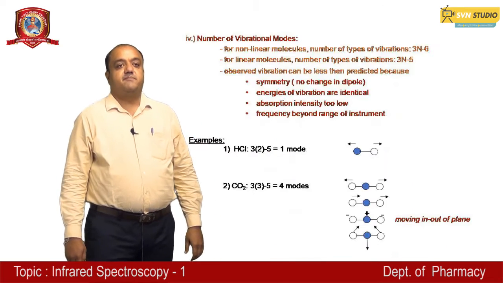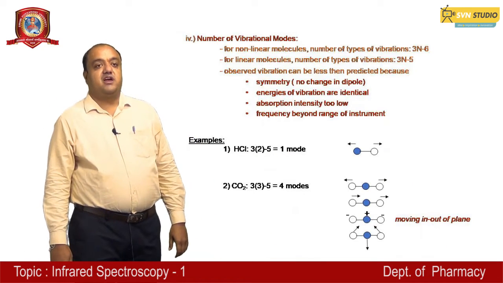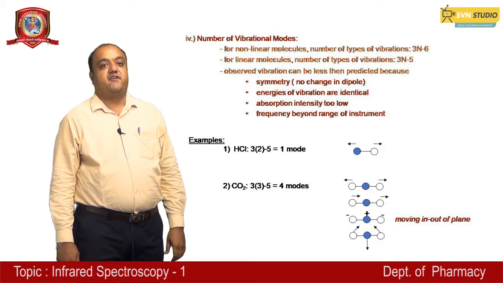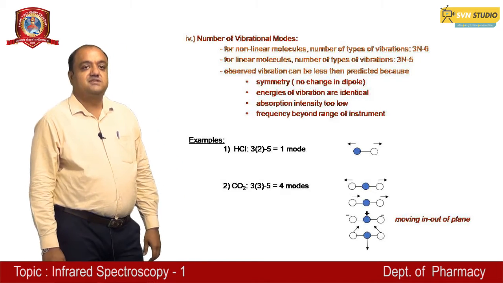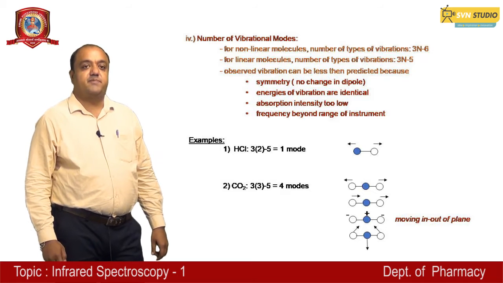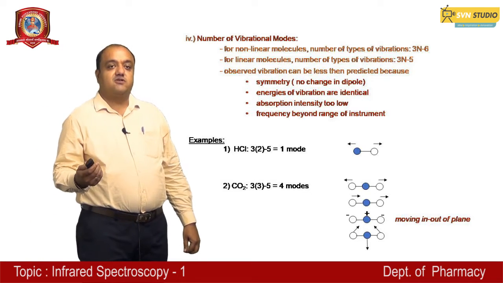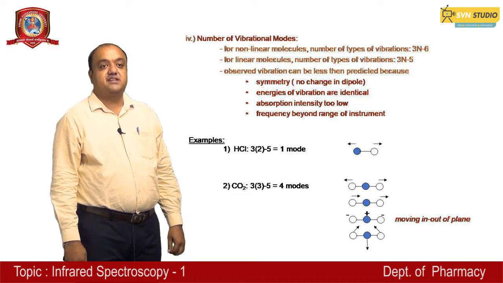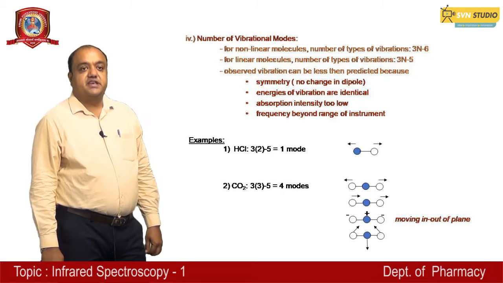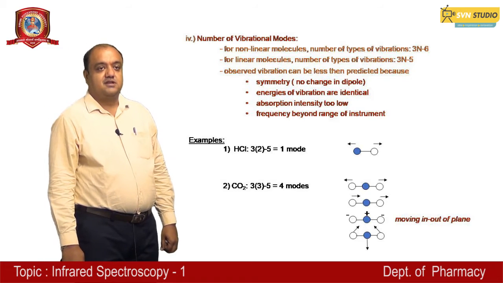The number of vibrational modes for nonlinear molecules is 3N-6. For linear molecules, the number of types of vibrations is 3N-5. Observed vibrations can be less than predicted because of symmetry, when there is no change in dipole.